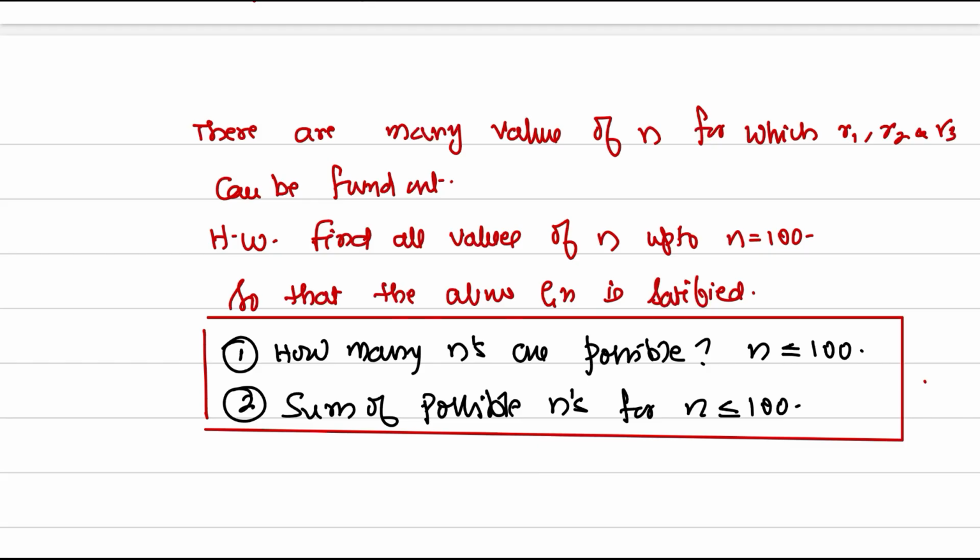In the next lecture, I will be solving how many n's are available, what their values are, and the sum of the n's applicable for this particular question when n is less than or equal to 100. Very good question, very nice question. Please try to understand it and apply it.